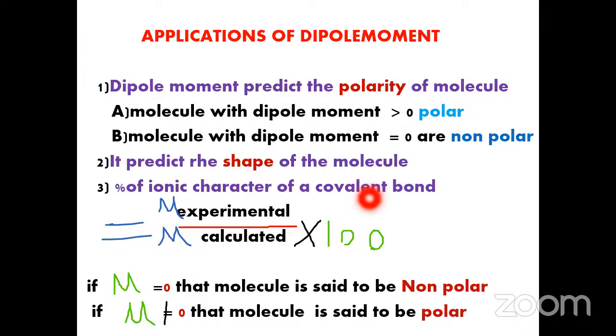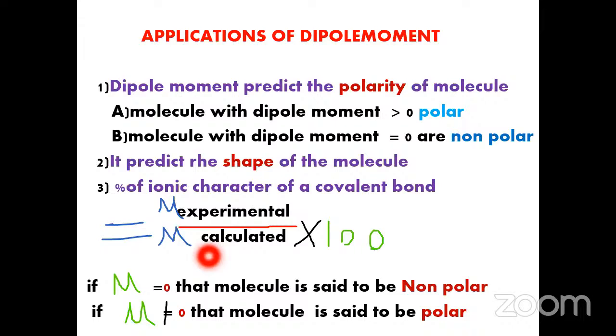Covalent compounds have some ionic character, and ionic compounds have some covalent character. So it is used to calculate the percentage of ionic character of a covalent bond. The percentage of ionic character of a covalent bond is equal to mu experimental value divided by mu calculated value, multiplied by 100. Remember, if mu is equal to 0, that means the dipole moment of the molecule is 0, then that molecule is said to be non-polar.